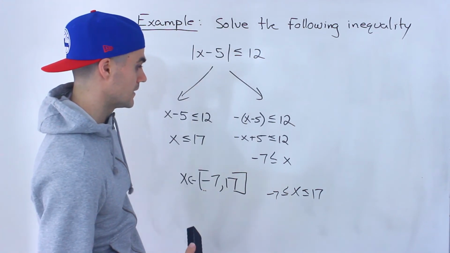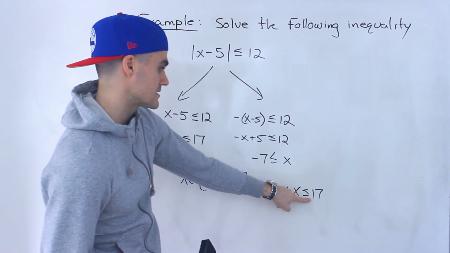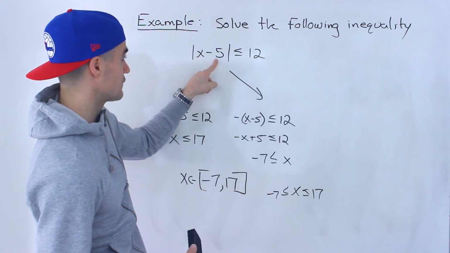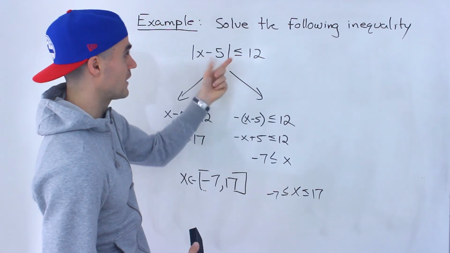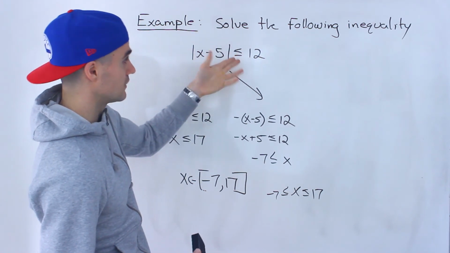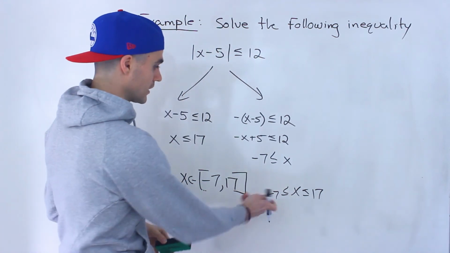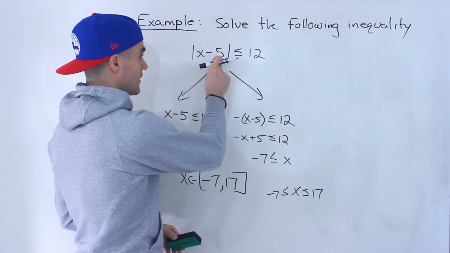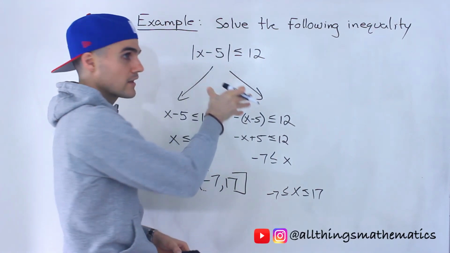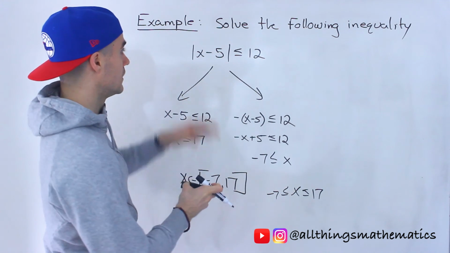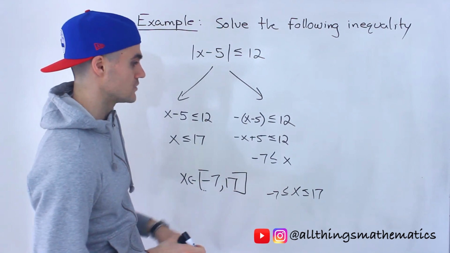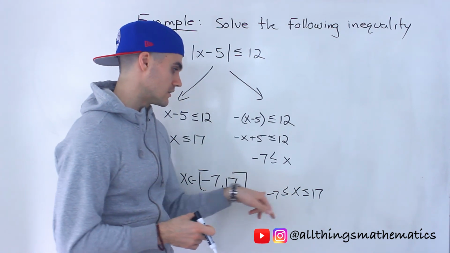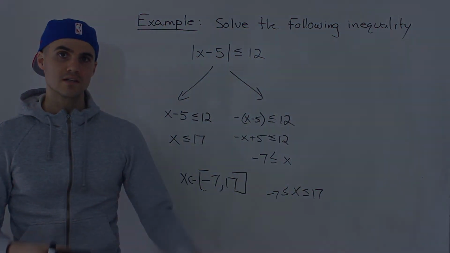Or if we plugged in something close to the ends, like 16. 16 minus 5 is 11, and the absolute value of 11 is positive 11, which is less than or equal to 12. Or if we plug in negative 6, negative 6 minus 5 is negative 11. The absolute value of negative 11 is positive 11. Notice that 11 is indeed less than or equal to 12. So you could test out some values whenever you get your answer, but that is the correct one for this question.